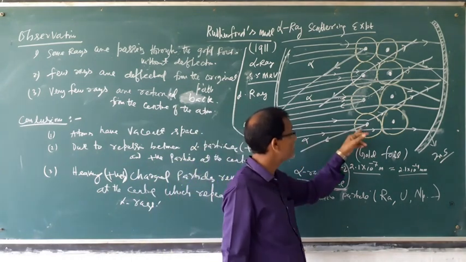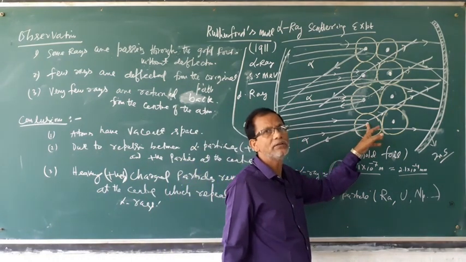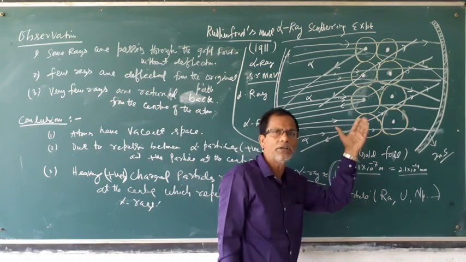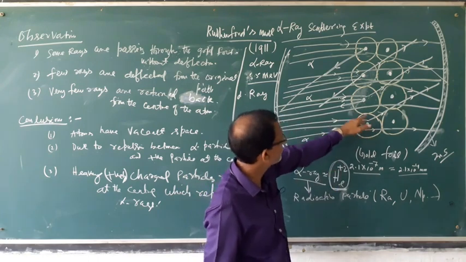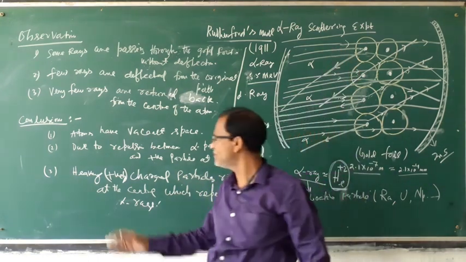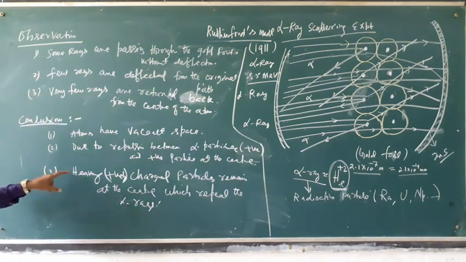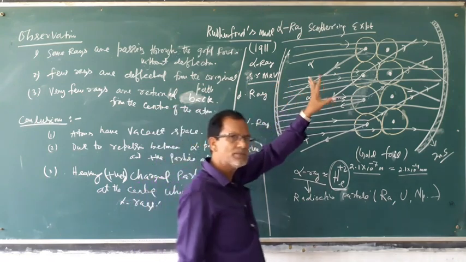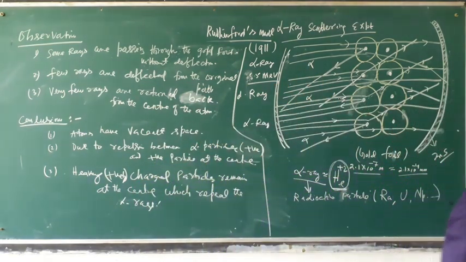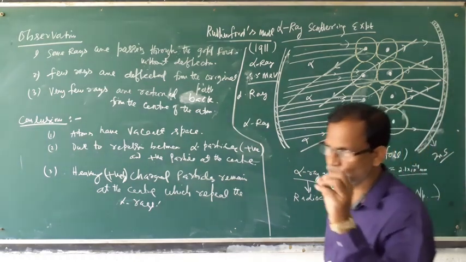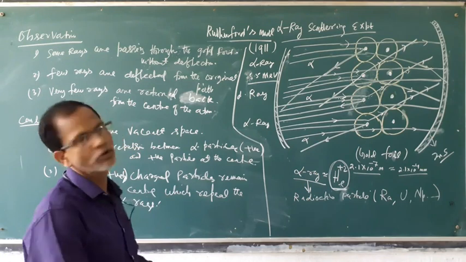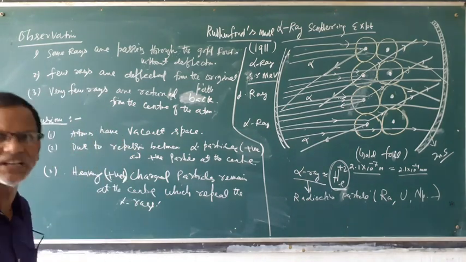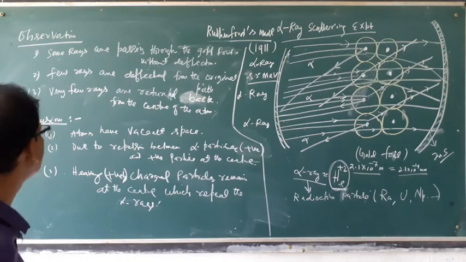When the ray moves toward the center, it returns back; very close to the center, it shows deflection; and away from the center, it moves straight. So these are the three observations and conclusions he found. Based on this alpha ray scattering experiment, he retained some features of Rutherford's model. What are the postulates of Rutherford's model? Let us discuss.